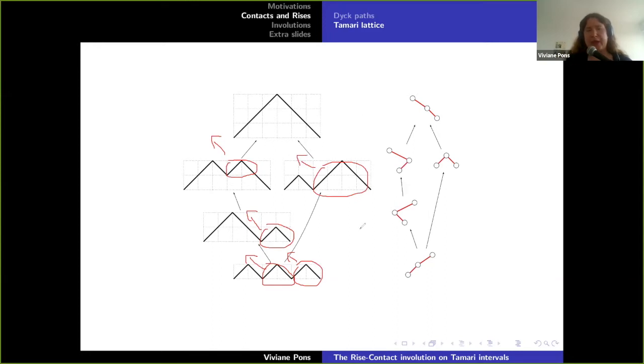Okay, and you also have a way to attach every Dyck path bijectively to a binary tree, and it's going to define a lattice on the binary tree side, and this rotation operation can also be translated on the binary tree side. Okay, so how do we define intervals there?